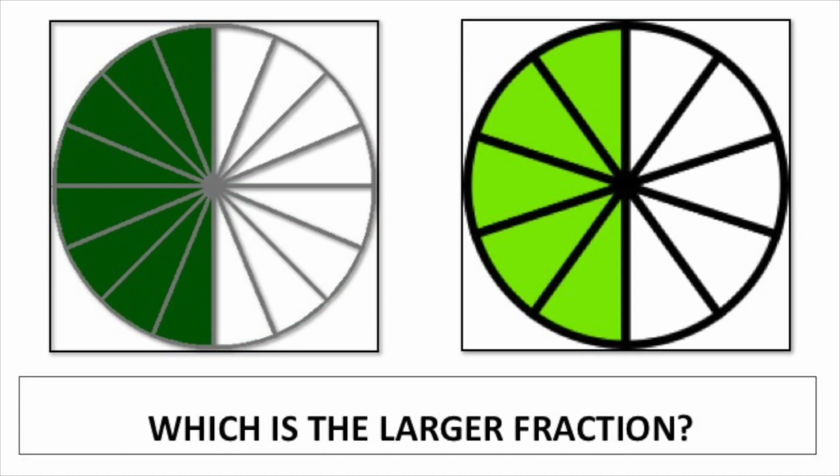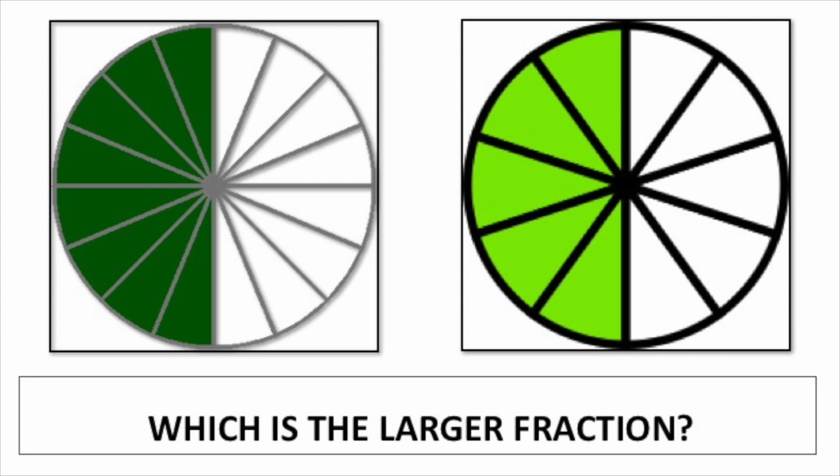Which is the larger fraction? So how many parts to this? 1, 2, 3, 4, 5, 6, 7, 8, 9, 10, 11, 16. How many in green? Yes, and how many in green? 8. So 8 over 16. And how many parts to this circle? 10. How many parts in green? So 8 over 16 or 5 over 10.